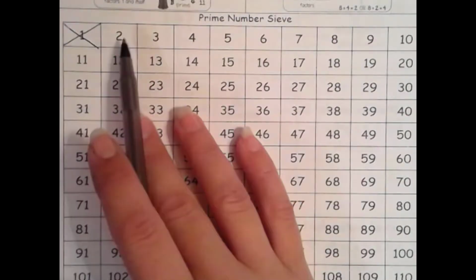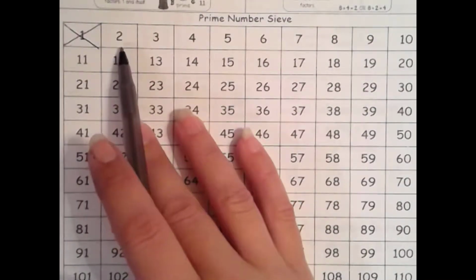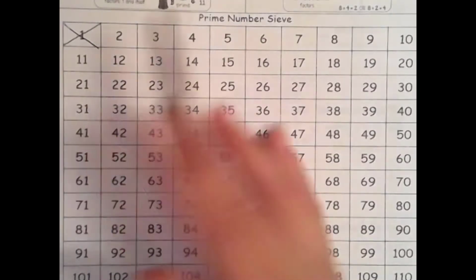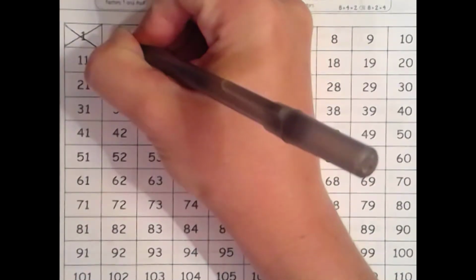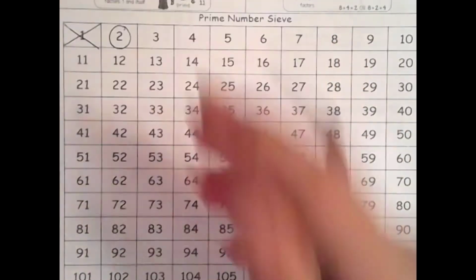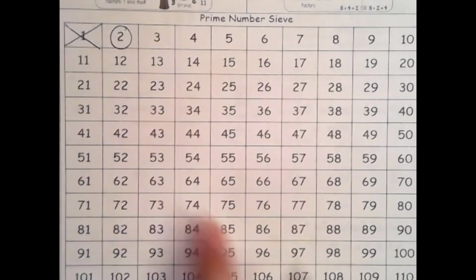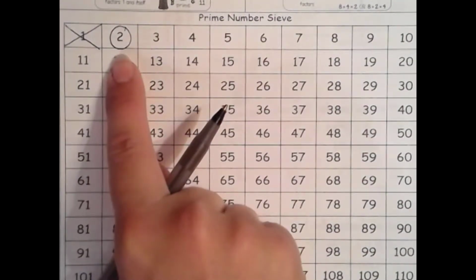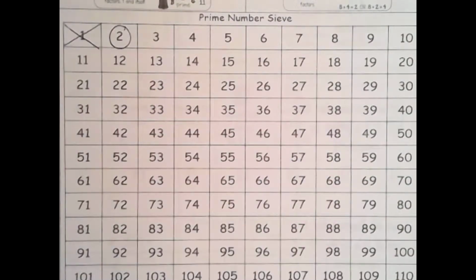Then we get to 2. 2 is our very first prime number. The only 2 factors are 1 times 2 and 2 times 1. That's the only factors we have. So 2 is our very first prime number and our only even prime number. So we circle that, and now we cross out all its multiples, because after that anything that you can multiply to 2 now has more than 2 factors. So I can cross out all other even numbers.